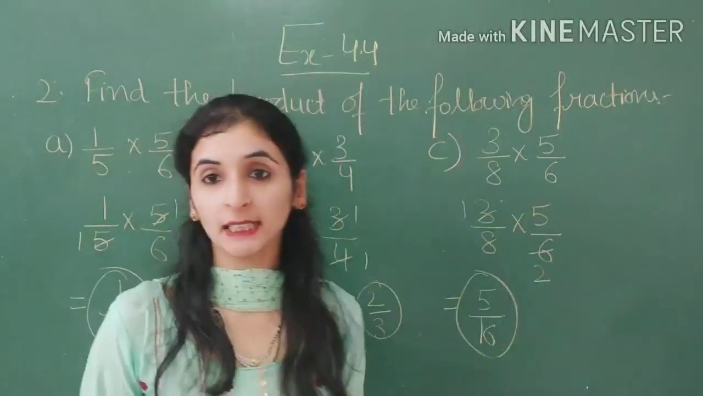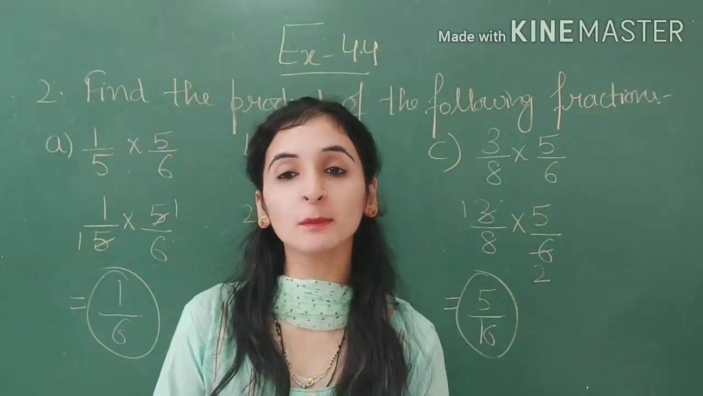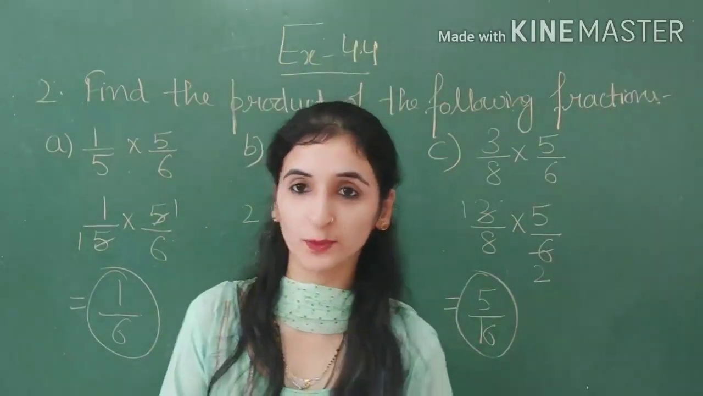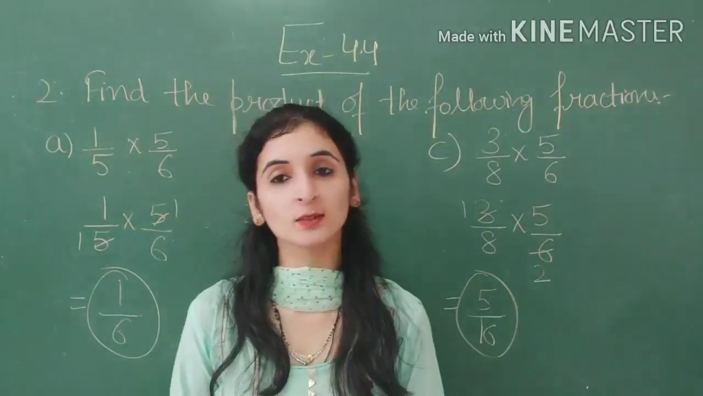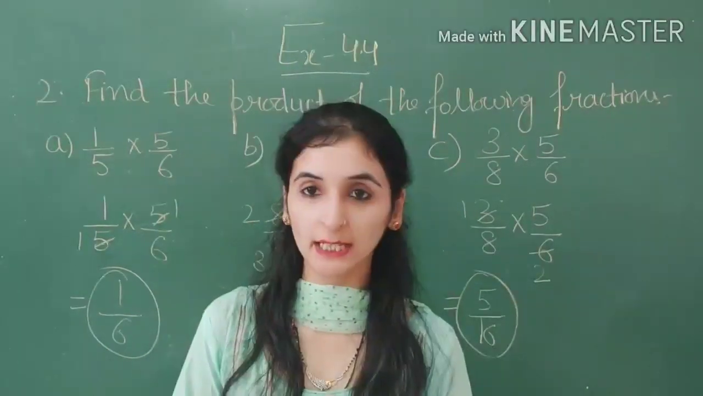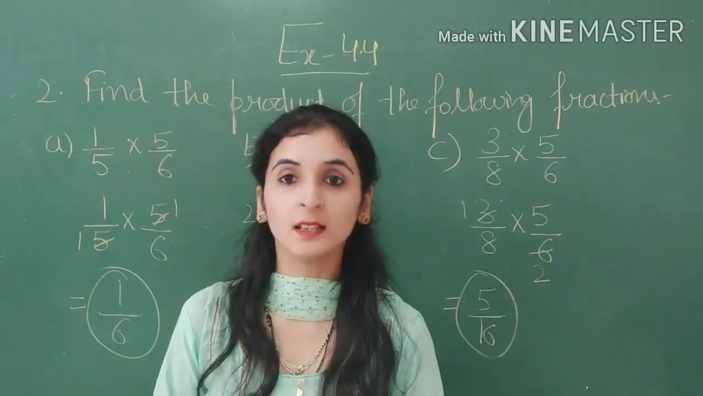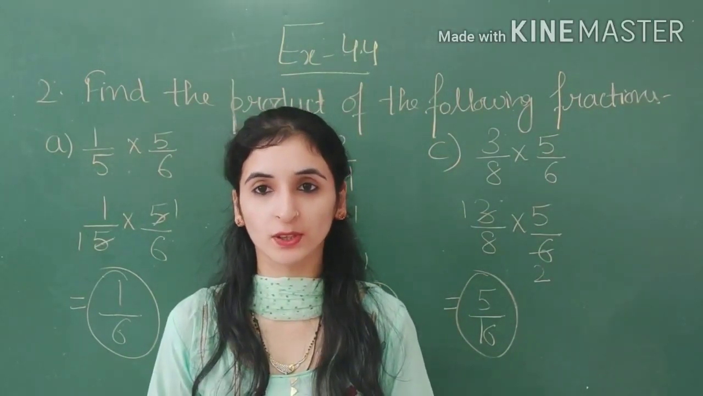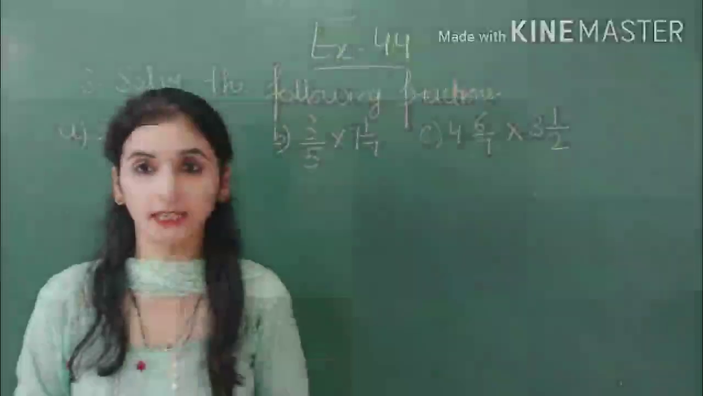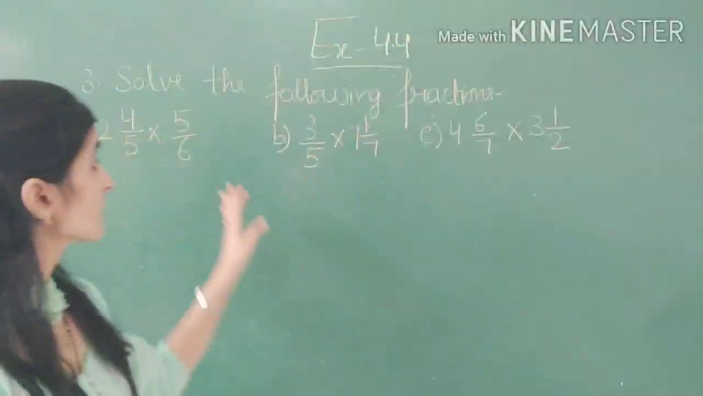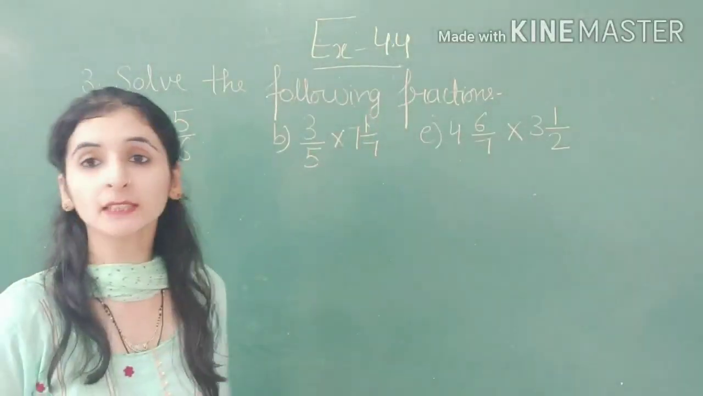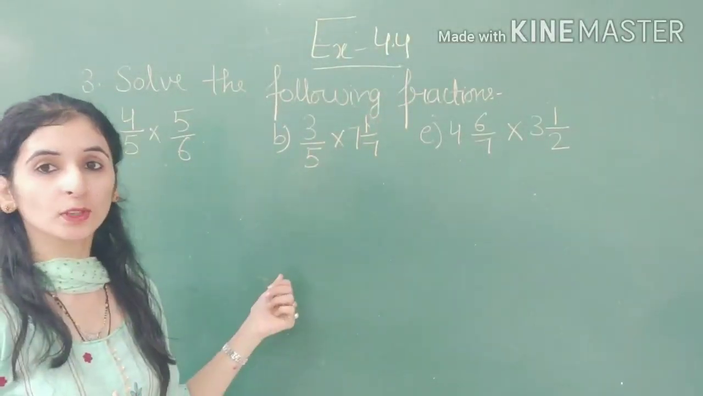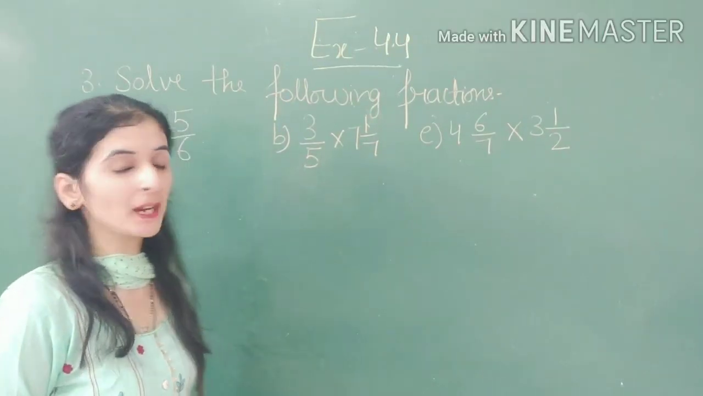Okay. Now again I have explained to you the 3 parts A, B and C part of question number 2, and the rest of the 3 parts you have to try to do yourself. Right? Now let's come to the third question. Question number 3 is solve the following fractions. In this question I have taken again 3 parts.